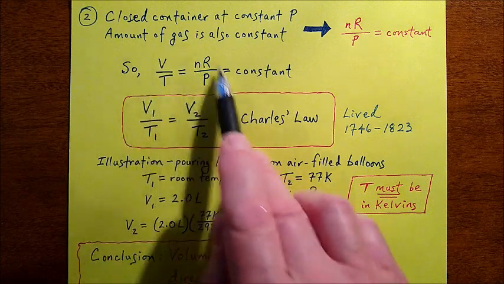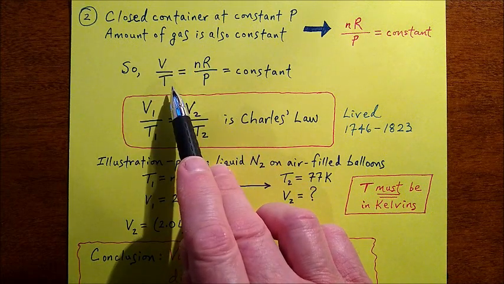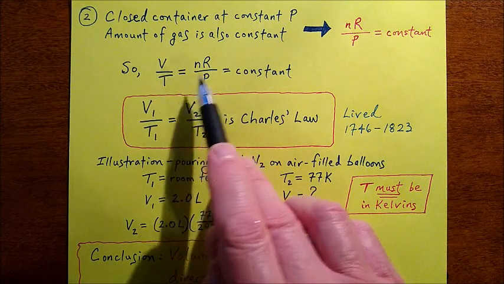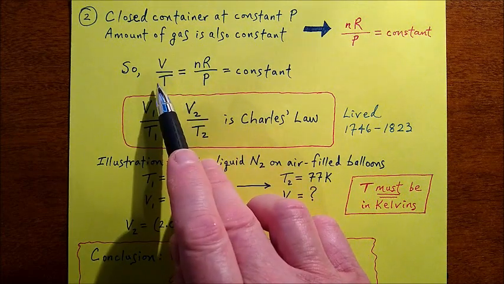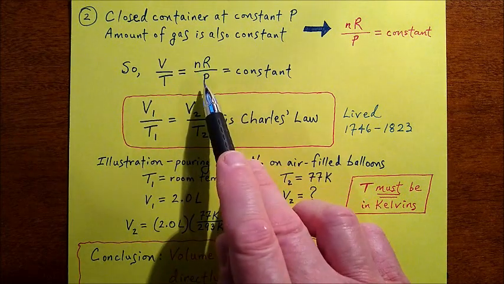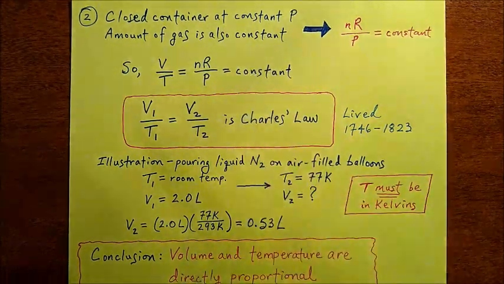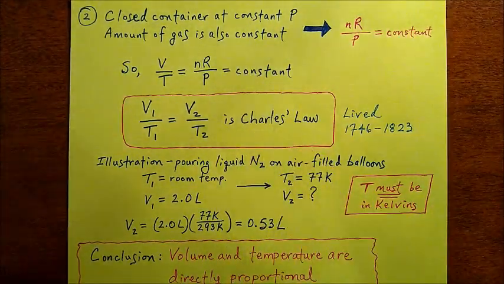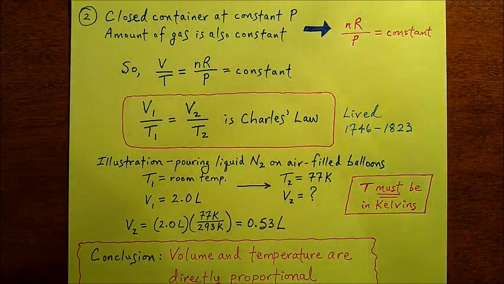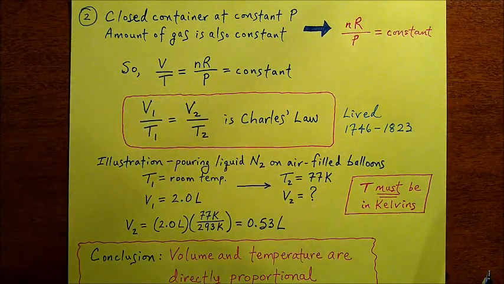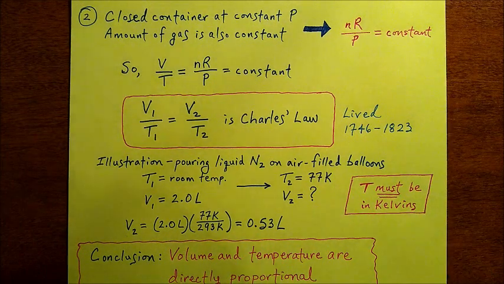So V over T. In every case I'm discussing, if you look carefully, what I've written here at the top is just a rearranged ideal gas law, where I'm putting the variables, the things that can change, on one side, and the things that are being held constant on the other. A constant is just a number. We don't care what the number is. All that matters is that it doesn't change. Therefore, we conclude that when you hold pressure and amount of gas constant, the V over T ratio will always be the same.